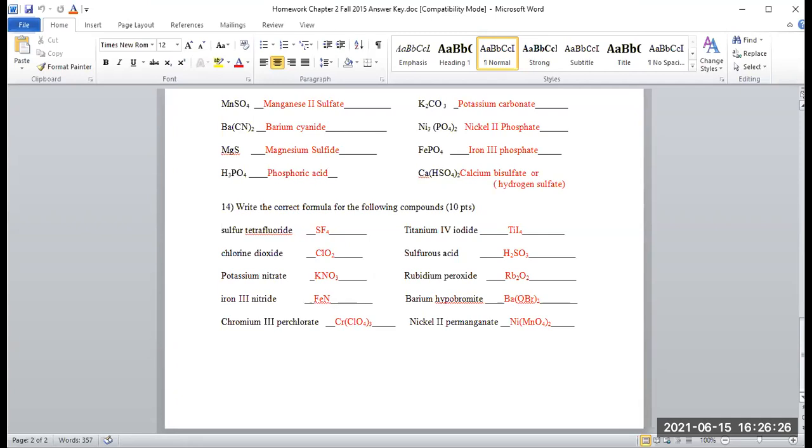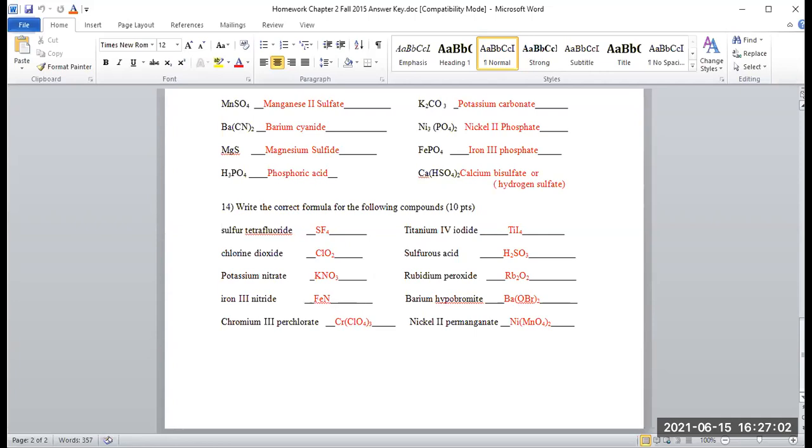Titanium 4 iodide. With the exception of the ammonia molecule, which we haven't really talked about in great detail, you can't put the iodine at the beginning of the molecule. Titanium 4 iodide must start with a titanium atom. So Ti, I4. Sulfurous acid. You need the SO3 at the end because that corresponds to the "ous" ending.